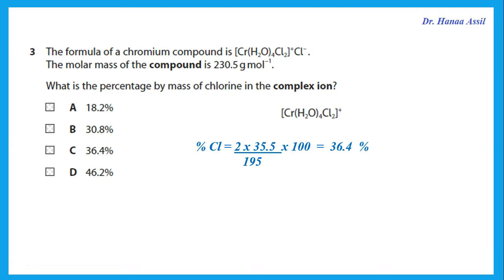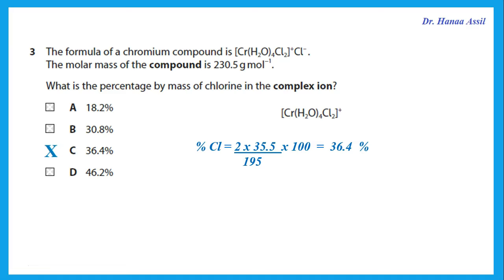So we're going to calculate the Mr of this. The Mr of this is the 230.5 minus that chlorine that's outside, so it's 195. In the complex, I have 2 chlorines, so that's 2 times the mass number of chlorine, divided by 195, times 100. That would give me the percent mass of chlorine in the ion, not in the complete compound. Most of the mistakes were that they looked at the 230.5, but we're not talking about the whole compound.